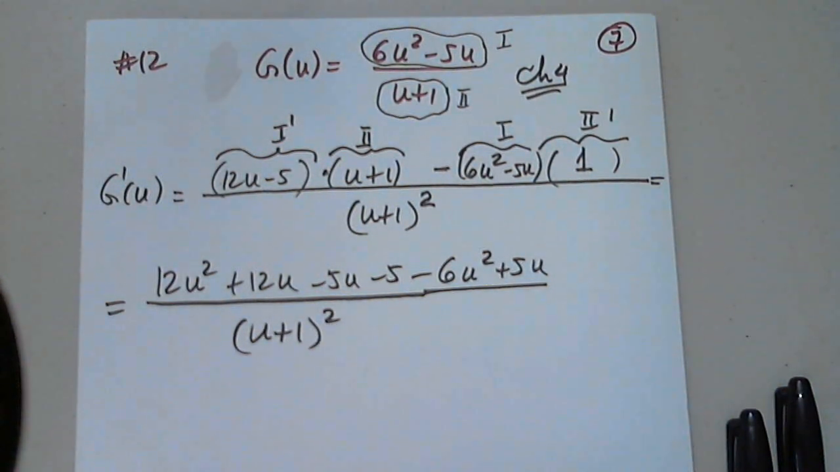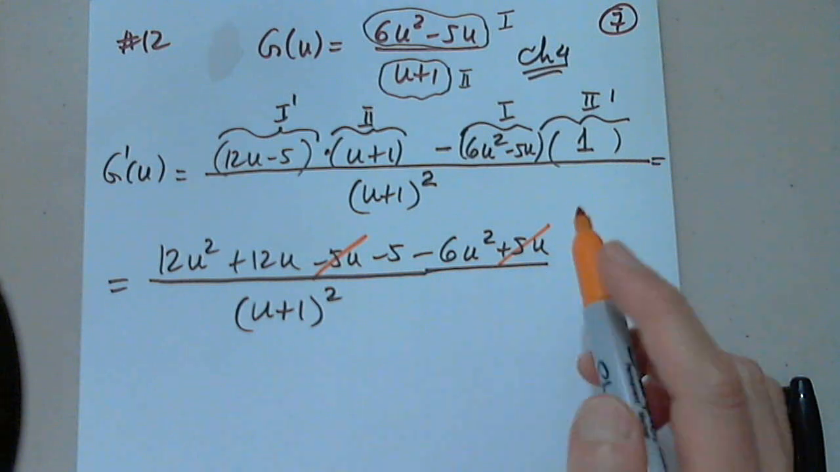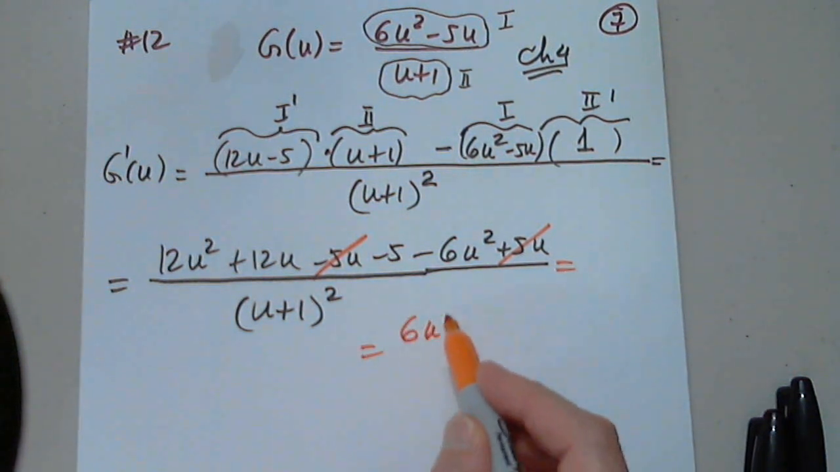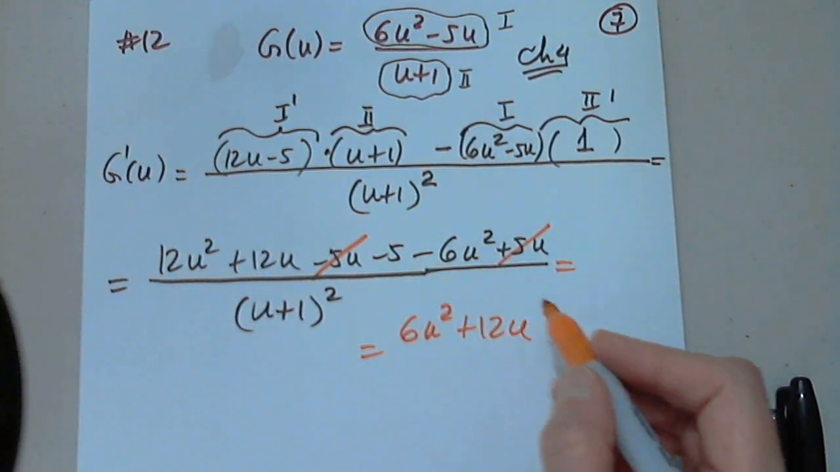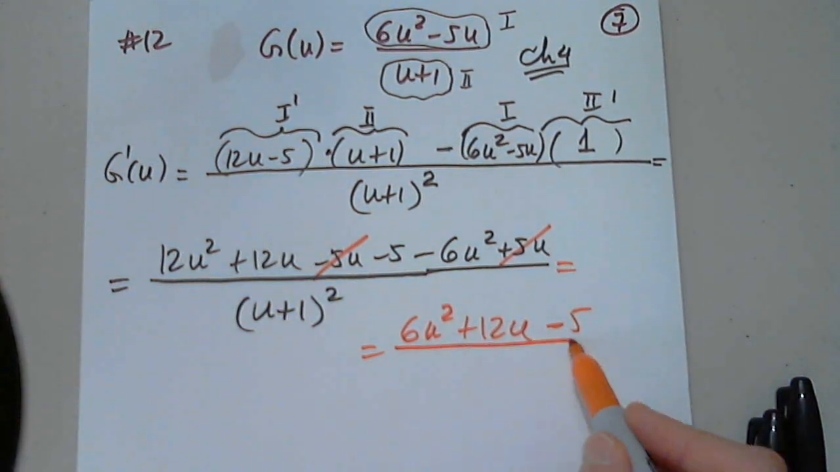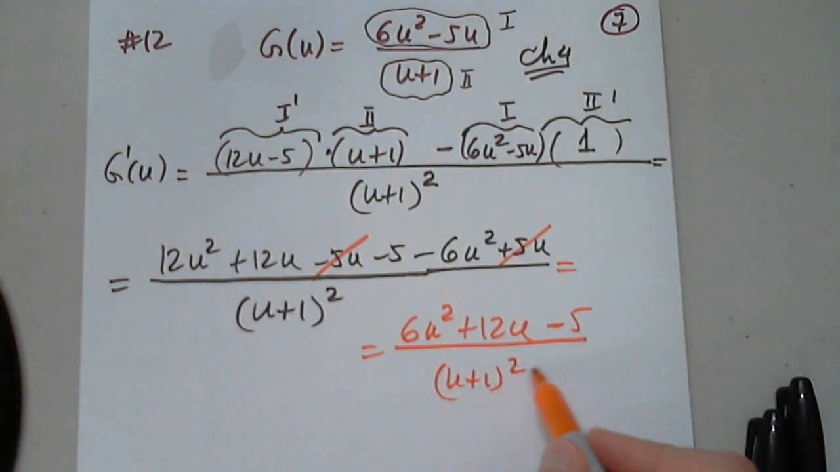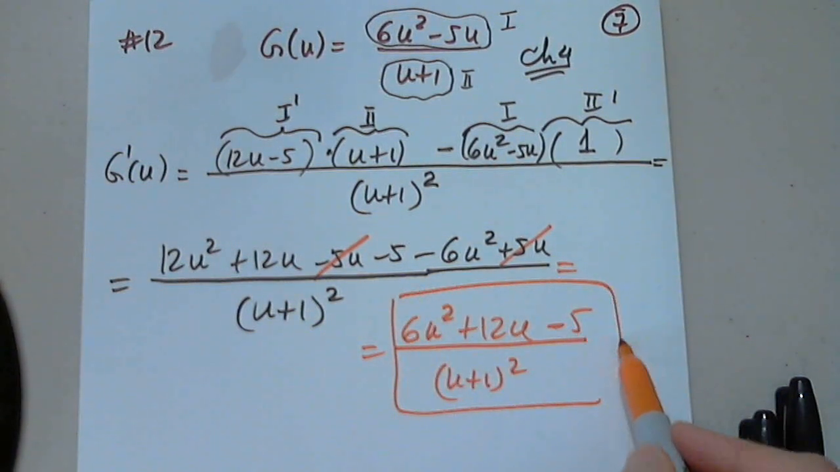We want it factored. Okay, so I see that these two go away. The 12u squared minus 6u squared, I have a 6u squared. The 12u is 12u, and then minus 5. And then u plus 1, everything squared. This is it. And there is nothing else we can do here.